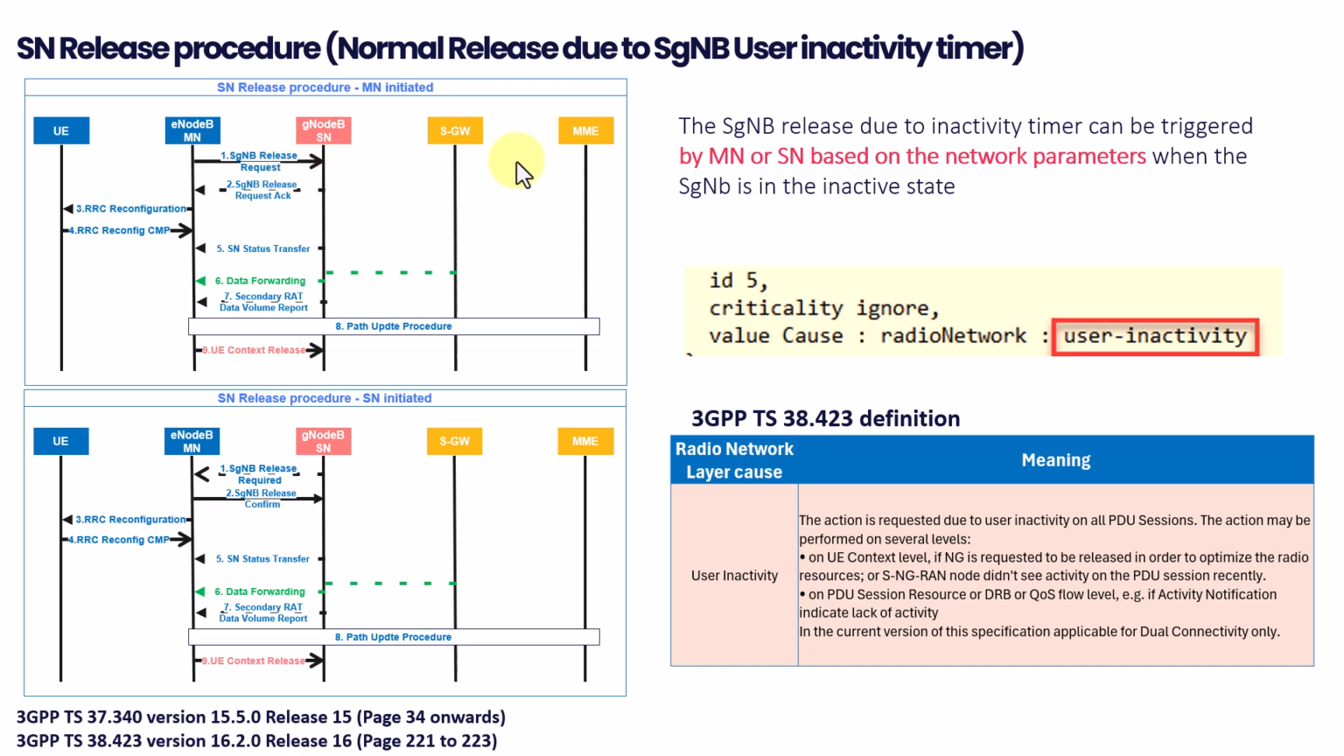And this is in case the parameter is controlled from the eNB. But sometimes you will set the parameter so that the gNB measures the inactivity timer of the secondary node, and it is released.